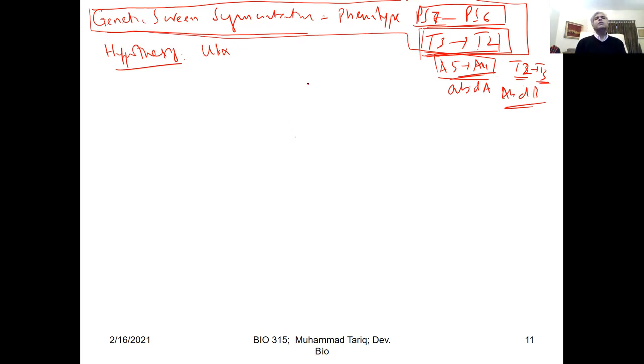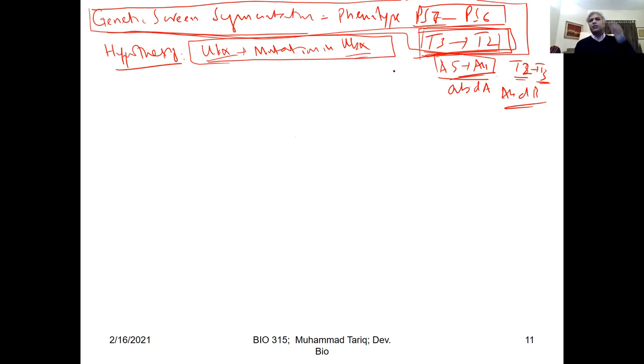Now, let's assume we see this T3, T2 phenotype. So we hypothesize that it is most likely that in this genetic mutant, we have a mutation in UBX. If you have hypothesized that there is a mutation in UBX, then you should be able to design experiments. Mutation in UBX means you are losing expression of UBX in these regions, and that's why there is homeotic transformation.